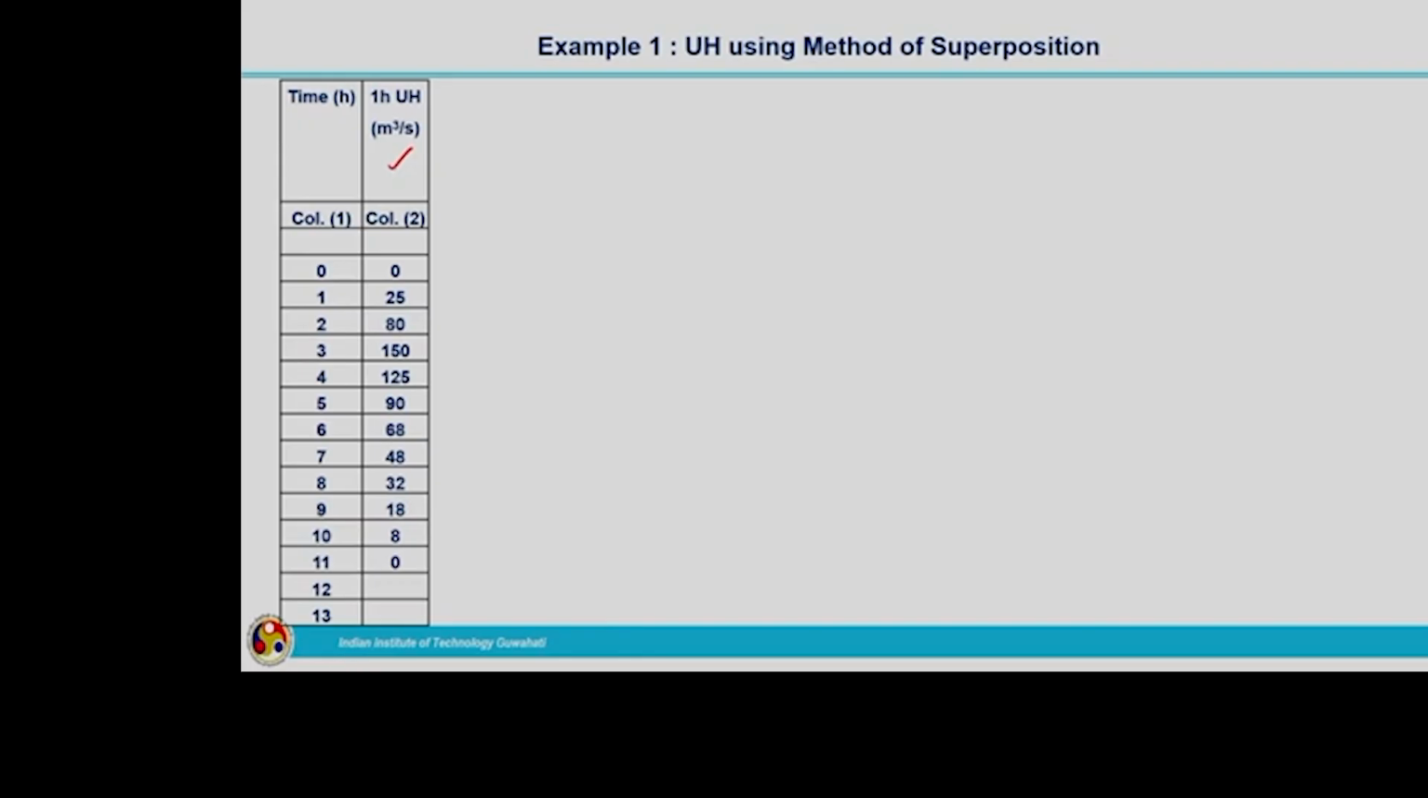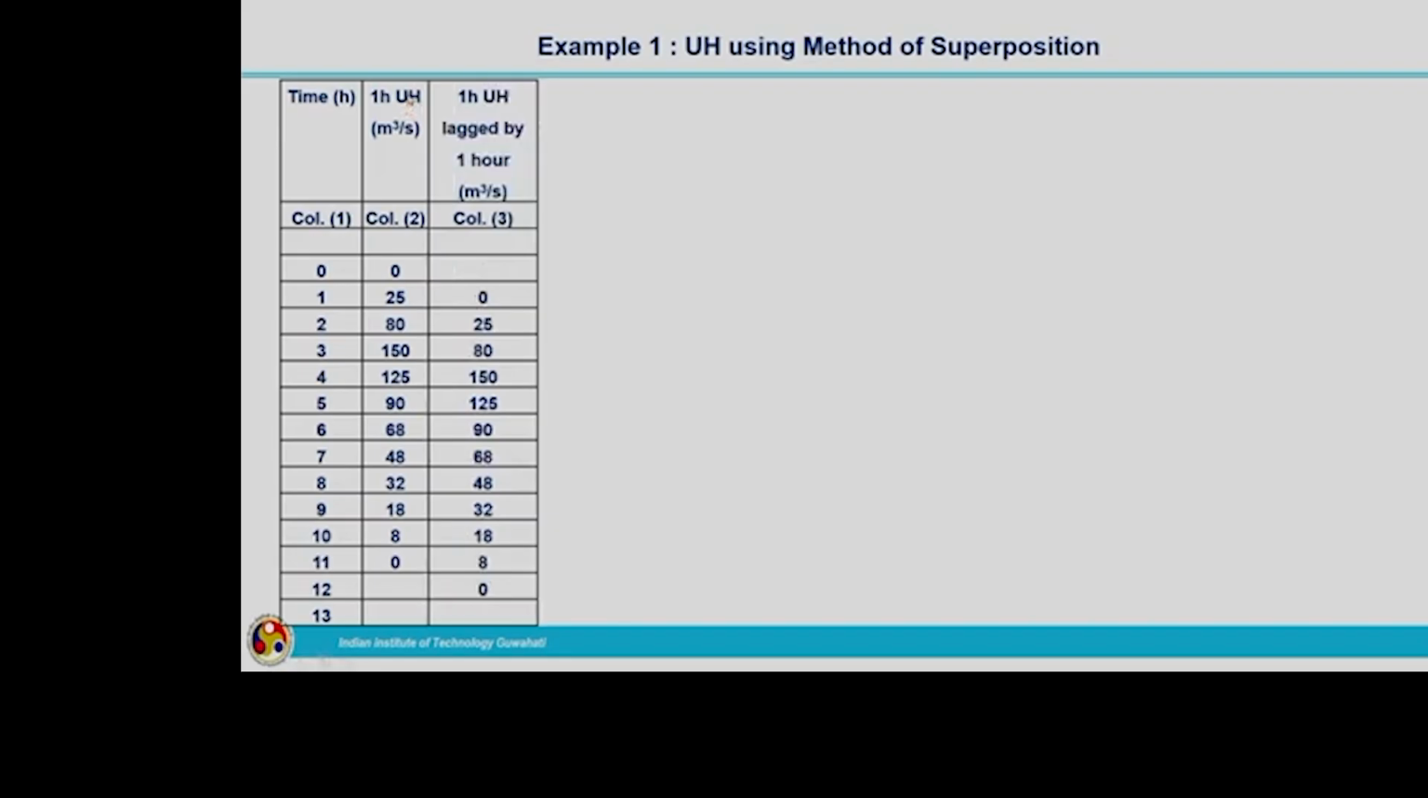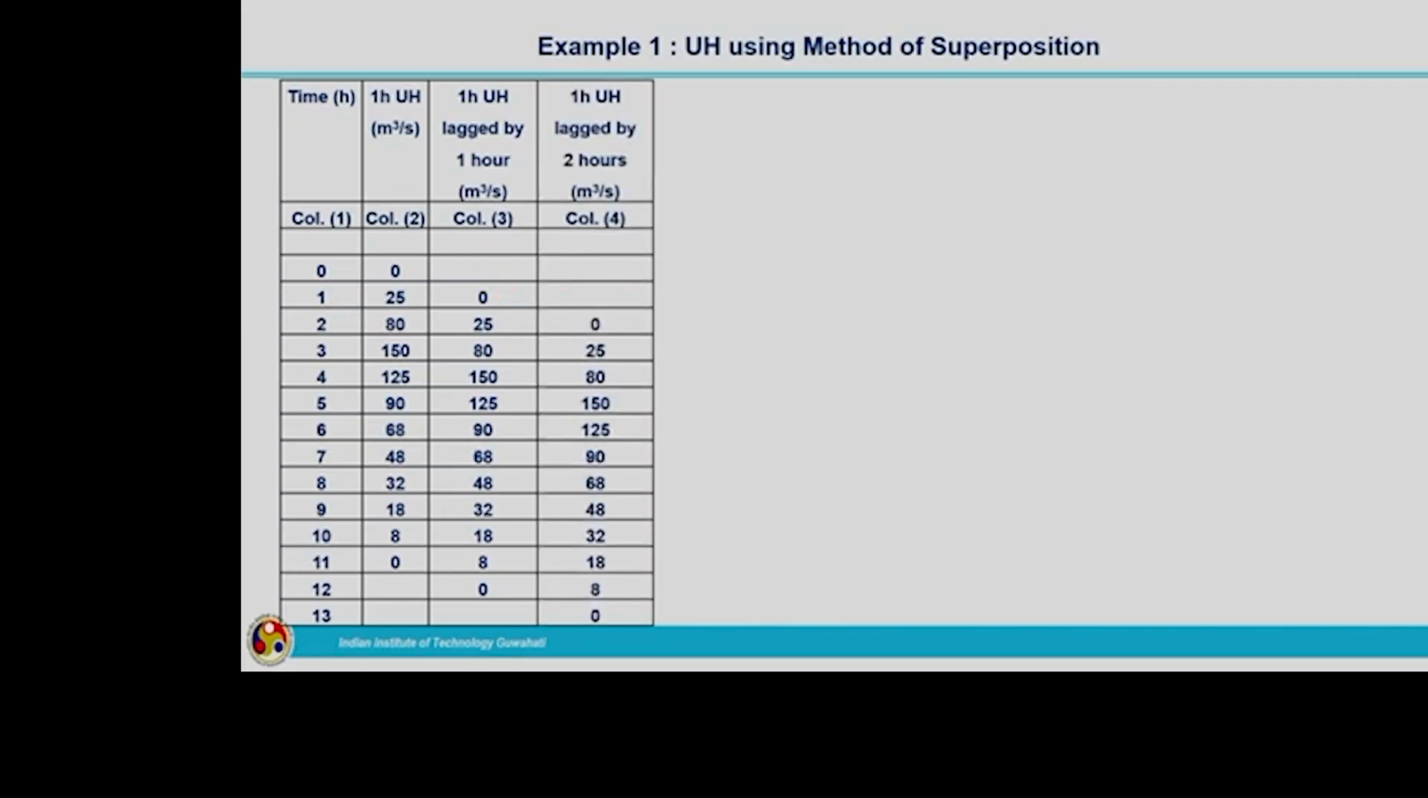It is in meter cube per second. So now what we will do, we will lag these ordinates of the 1-hour unit hydrograph by 1 hour. How can it be done? We will be lagging it by 1 row. So, it is starting from the first hour. Then we need to have the 3-hour unit hydrograph, so we need to lag it again by 1 hour. So, these are the ordinates of the 1-hour unit hydrograph lagged by 2 hours. So, we are starting at 2 hours.